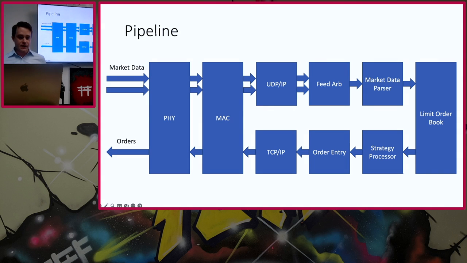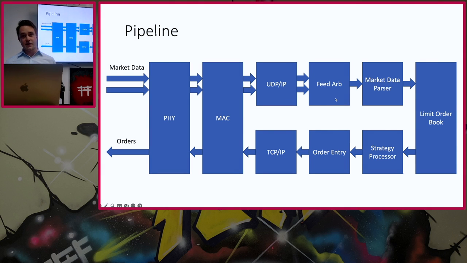Okay, so we have redundant interfaces for market data coming into a PHY. It gets processed through the PHY, that's coming off a fiber, and passes it to the MAC, so we do the standard PHY MAC processing to get signals off the fiber and into a format that we can actually use. We decapsulate the UDP headers, the IP headers.